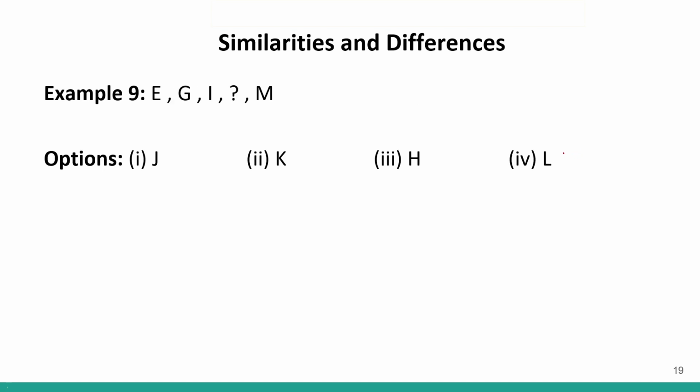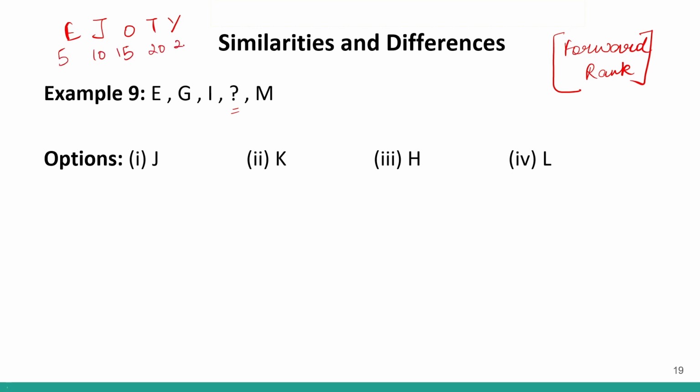Okay? Now, E, G, I, missing element, and then M. So this is a concept of letter series, or alphabet series similarities. So here we use the concept of forward rank. So let me give them ranks. If you remember, I told you a shortcut called AJOTI that you can remember to remember forward ranks, right?